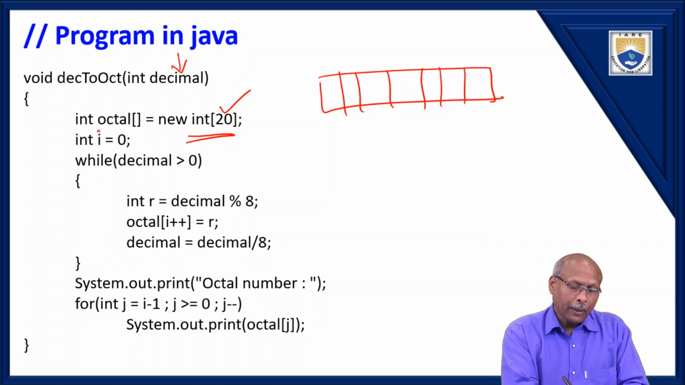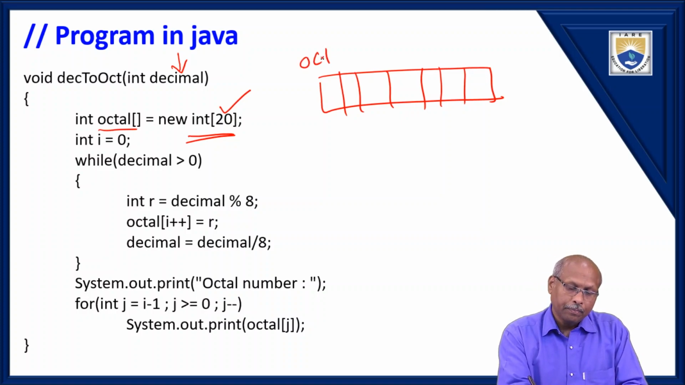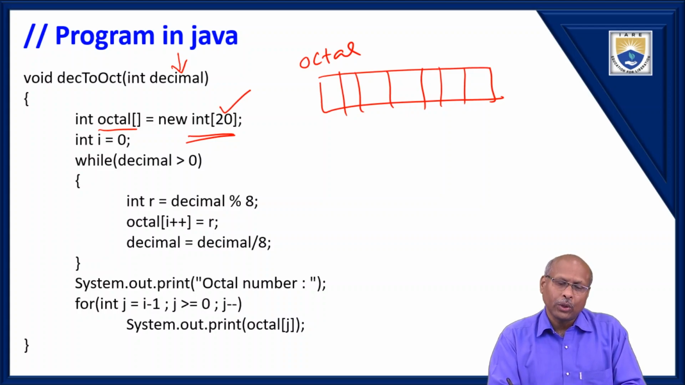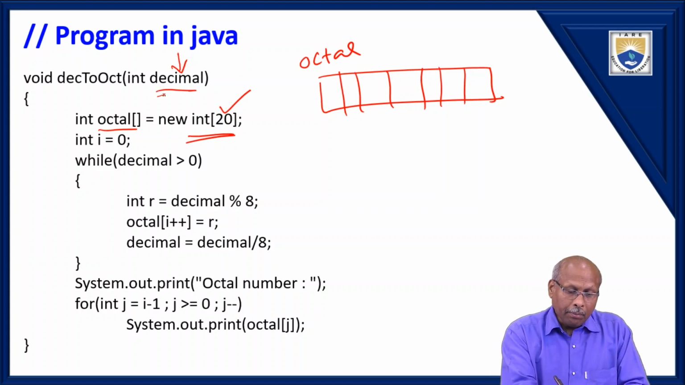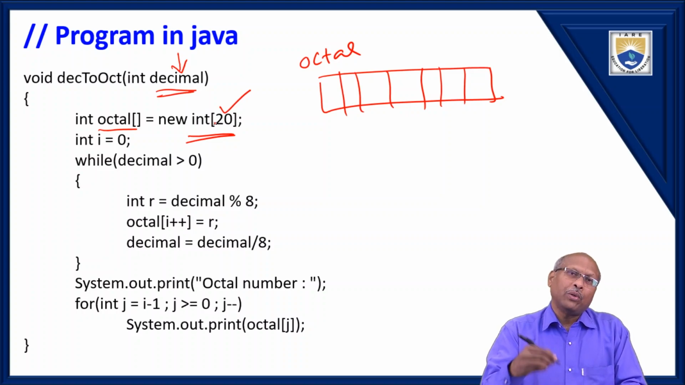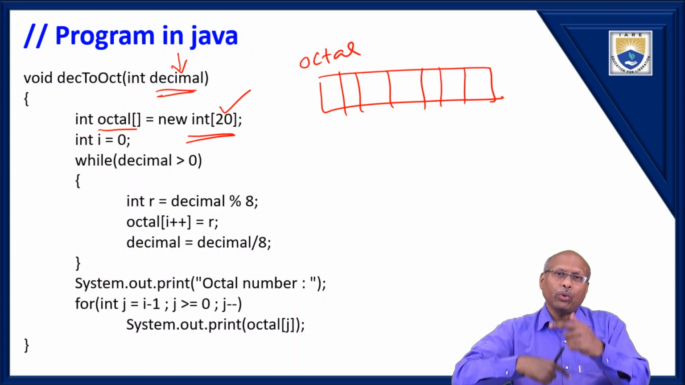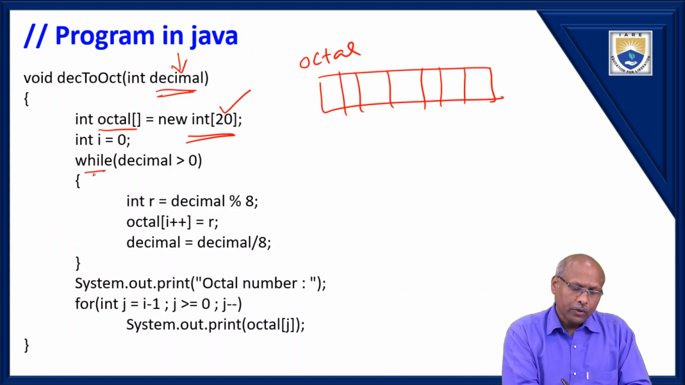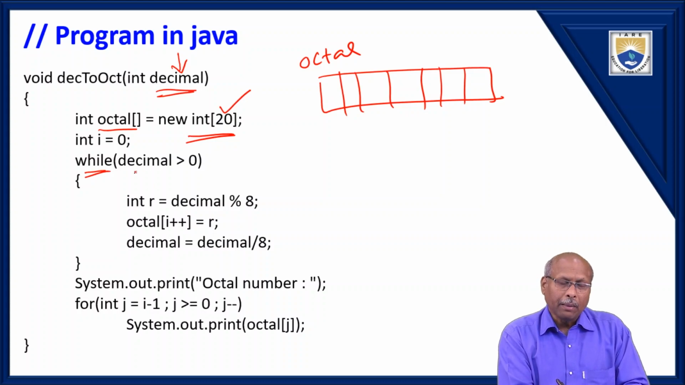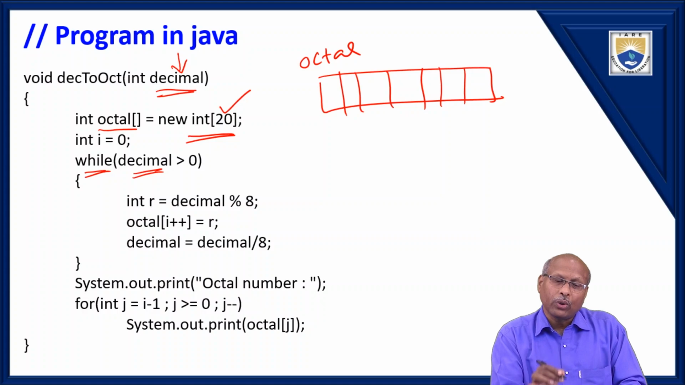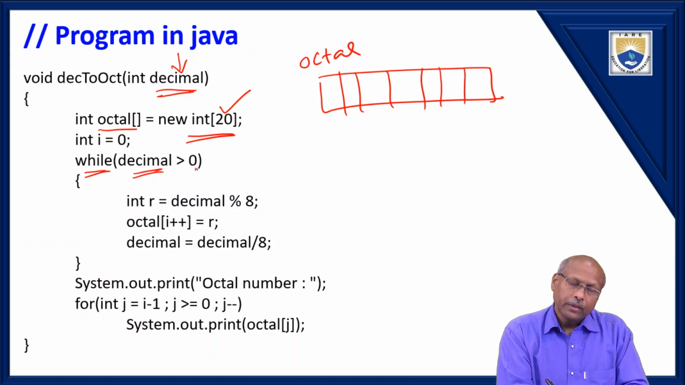So define an array. The name of the array is octal array. This array will store only octal digits: 0, 1, 2, 3, 4, 5, 6, 7. Now this number is my input, and I will process it multiple times. Whenever you want to do something multiple times, put it in a loop. If this number is greater than 0, I will come inside. When the number becomes 0, I will stop.